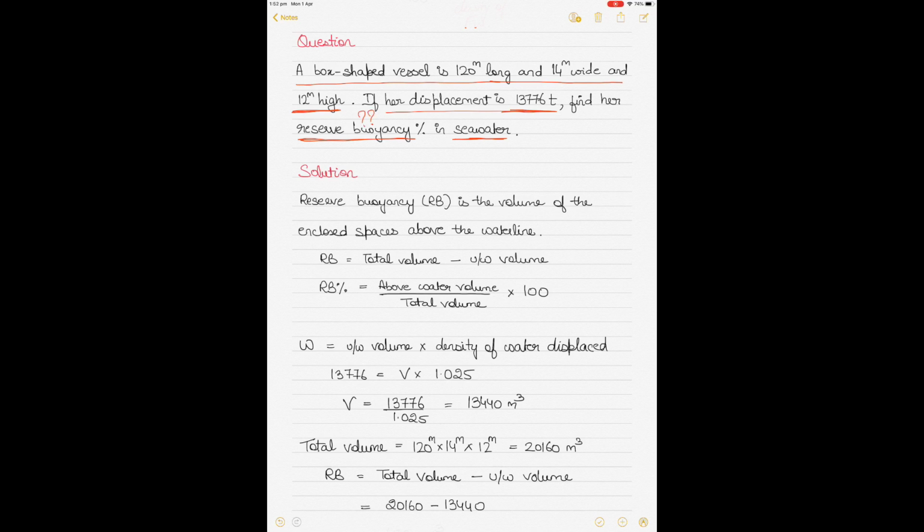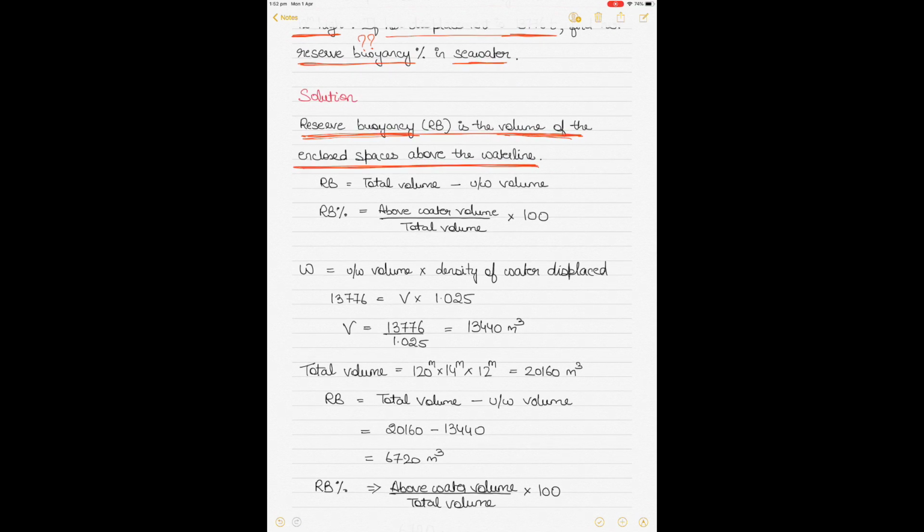What is reserve buoyancy? Reserve buoyancy is the volume of the enclosed spaces on a ship which are above the waterline. A ship will have a lot of enclosed spaces. Some of them will be above the waterline, some of them will be below the waterline. But reserve buoyancy refers to the volume of the enclosed spaces above the waterline. So that basically means it is not below the waterline. So in case any kind of bilging or flooding takes place, those areas remain free of it, and that provides the ship with extra buoyancy, and that's why it's called reserve buoyancy. So basically the ship can still stay afloat if we can calculate the percentage of those volumes of enclosed spaces which are above the waterline.